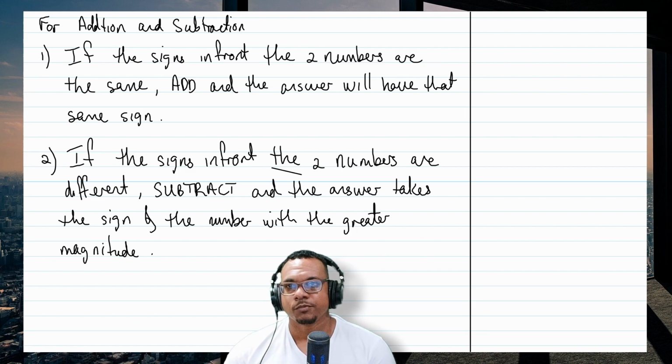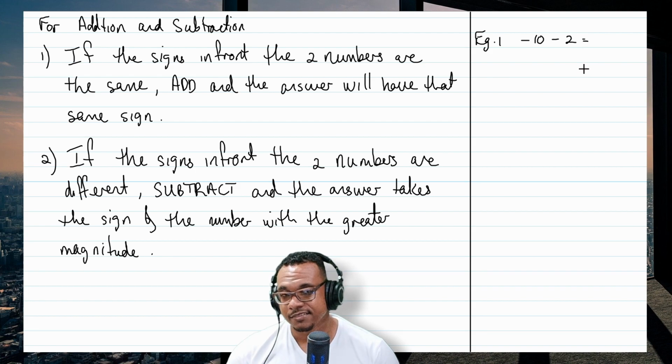All right, so let's start with the first rule. That's the simplest one. All right, example 1. So again, if I have like -10, take away, let's say 2, signs are the same. So you're going to add and the answer will be negative. So you get -12.